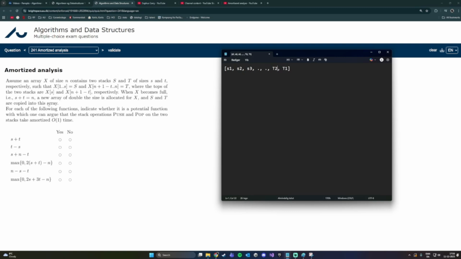And then when x becomes full, so s plus t equals n, a new array of double the size is allocated for x, and s and t are copied into this array. Okay, so we need to say what our expensive operation is here and how much it costs. The expensive operation can only happen at a specific threshold: s plus t equals n. The cost is that a new array of double the size is allocated and we copy them in, so we would need to have s plus t, or n, saved up.